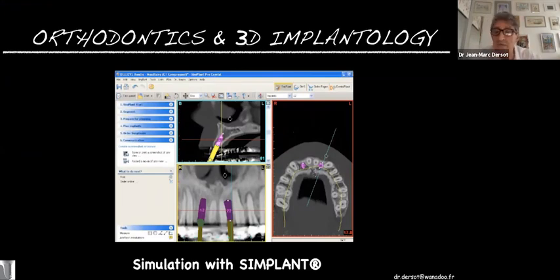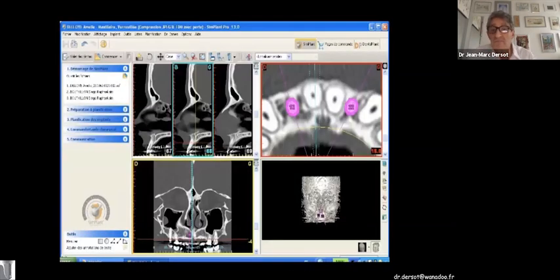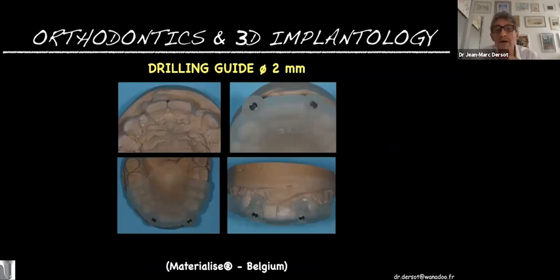So the lady was a little disappointed, and I sent her back to the ortho, sending him some photos of the CBCT so he knew exactly in which direction he had to move the canine. And the lady came back to my clinic 6 months after. So again, I do another CBCT, and I confirm at this time that I was able to insert two implants. But on the left side, because the space was very narrow and I like to sleep all night long, I use a drilling guide.